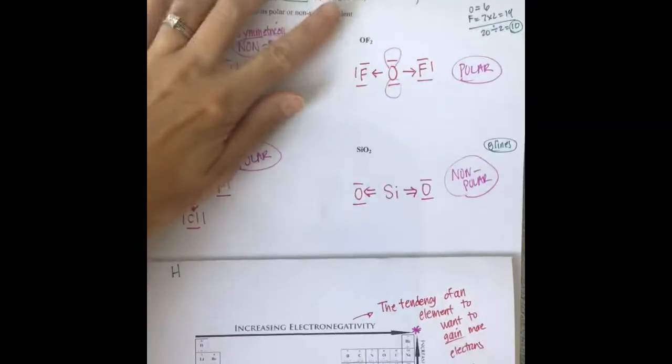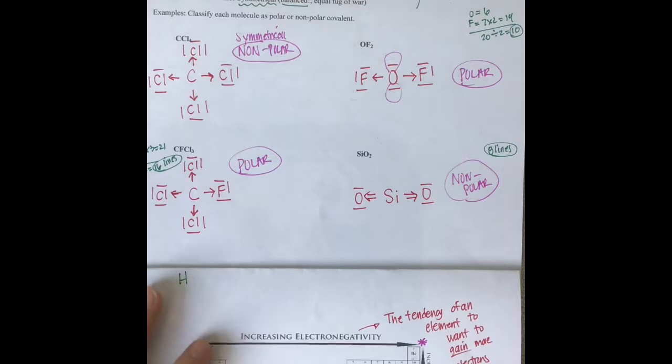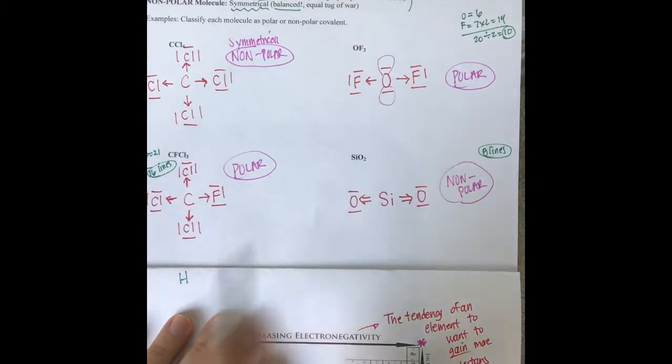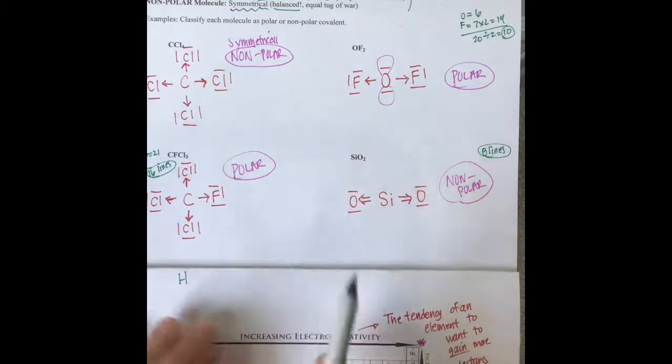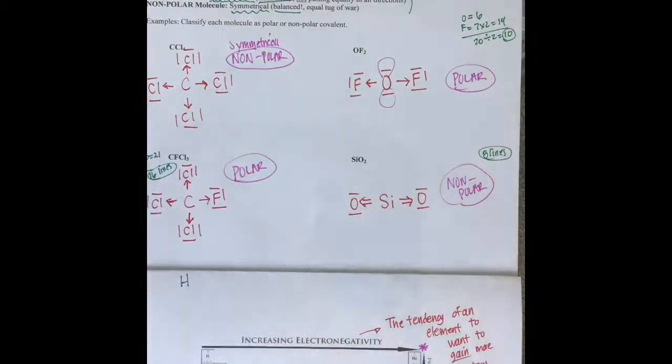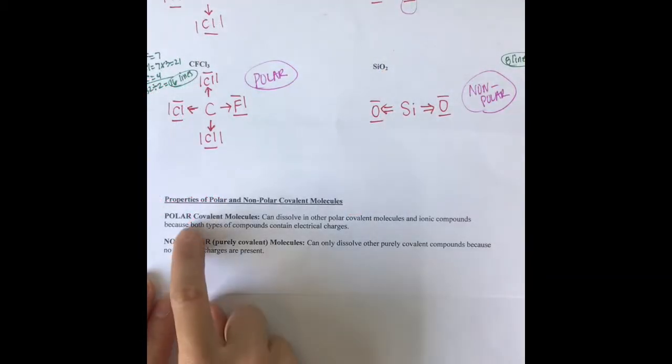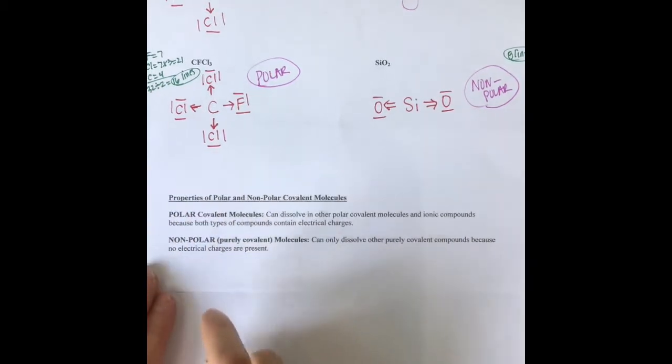Okay, so hopefully that helps you see the difference. You won't get super tricky ones like this on a test or a quiz, but you should be able to assign one of these terms to most molecules now that you know how to bond and how to picture the shapes in your head. This last little bit here at the bottom talks about some properties of these two different types of compounds.